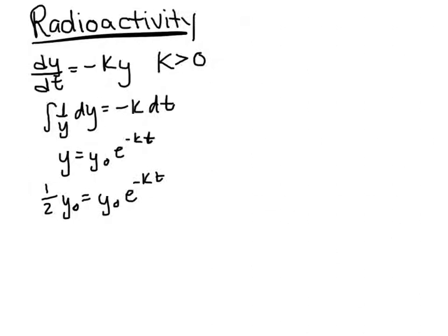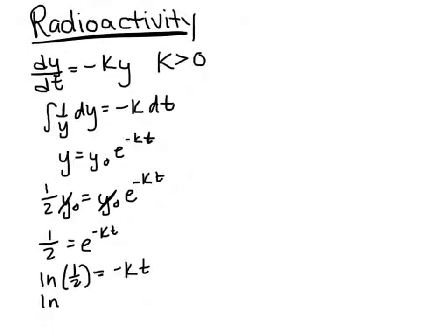So let's solve this equation. This is just Algebra 2. We're going to start by dividing both sides by y naught. So then 1/2 is equal to e to the negative kt. Let's take the natural log of both sides. The natural log of 1/2 is equal to negative kt. Now, if you recall, 1 over 2, that's the same thing as 2 to the negative 1.